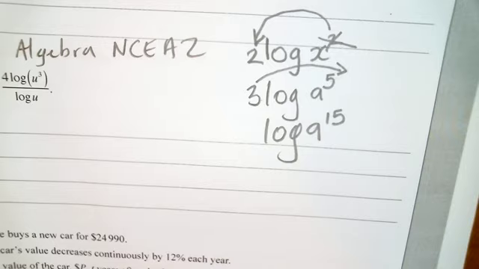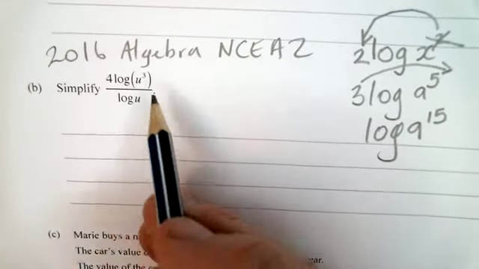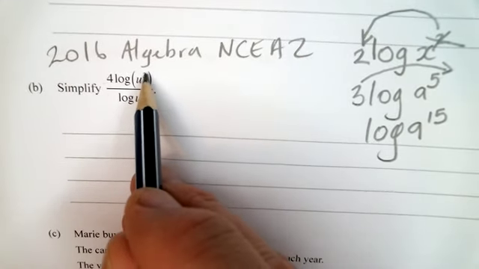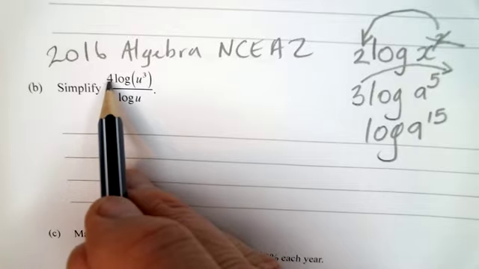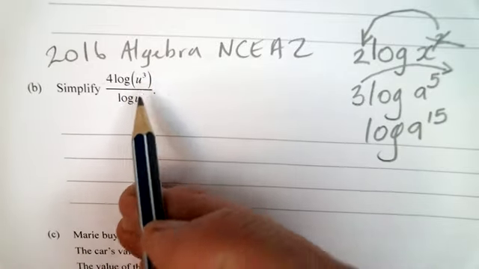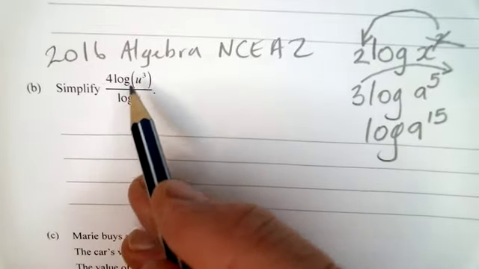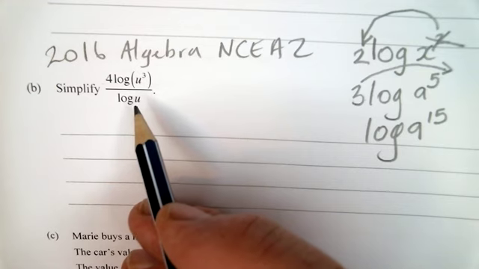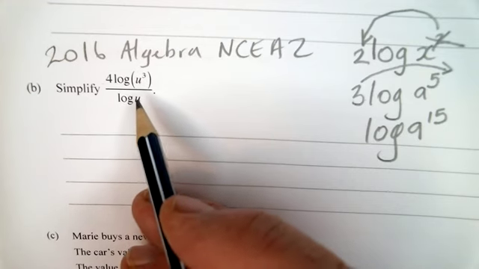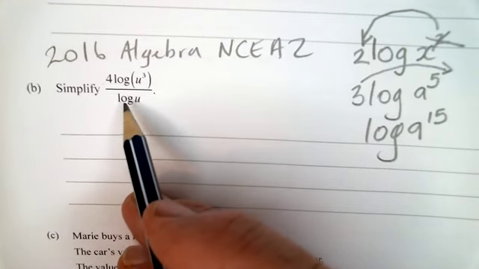Now we've got exactly the situation here. We've got 4 log u to the 3. So I've got a 4 out the front, and because I really want to place this into index form to make life easy for me, I think that would be a nice way to begin.